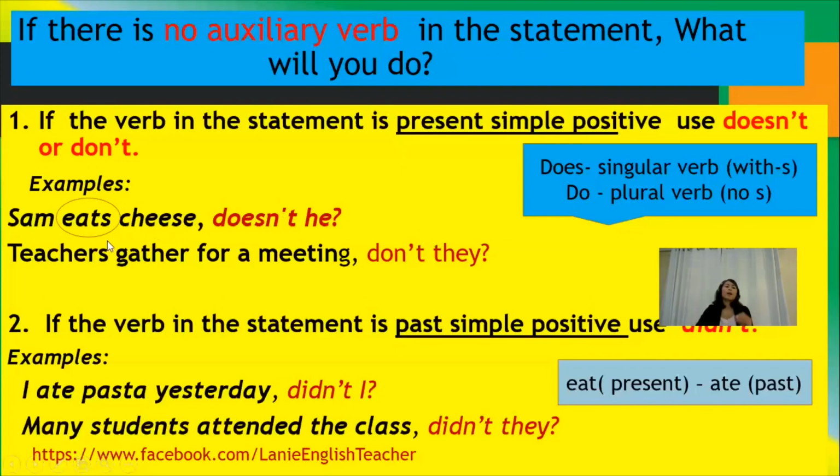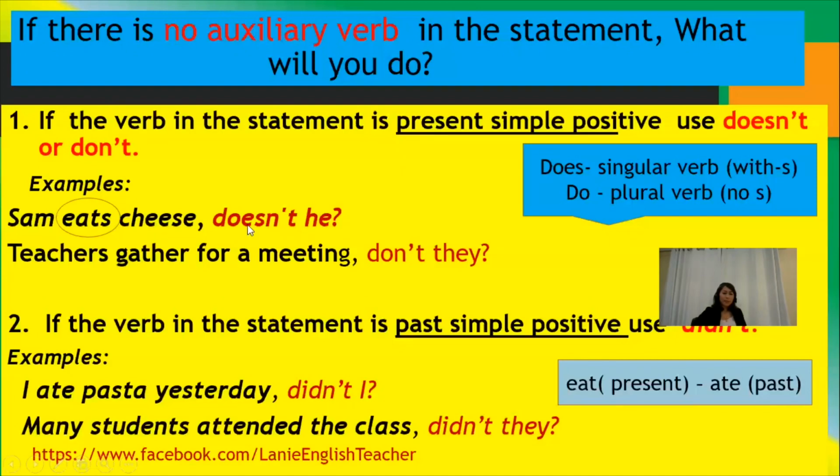Now, try to see if the verb is singular or plural. Is it singular? Yes, it is. How do you know that it is a singular verb? Because eats ends with S. That's very easy. So since the verb in the statement is in singular form, use or begin your tag question with the verb does. All right?